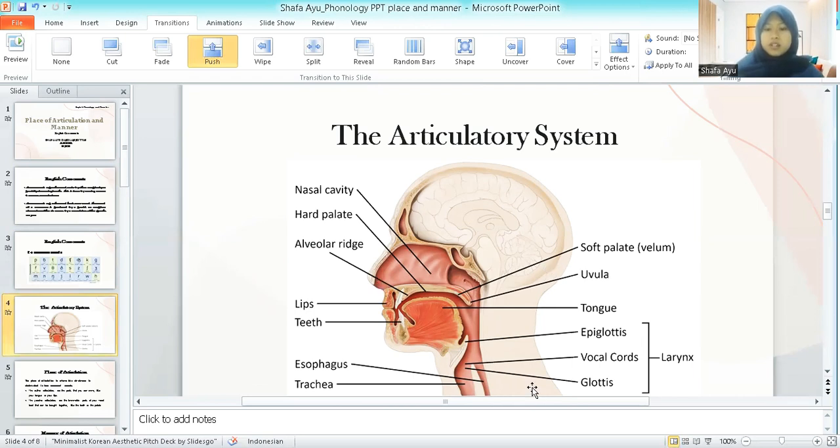Okay, the first is the vocal cords, and then the larynx groups include epiglottis, vocal cords, and glottis. And then the tongue is here, uvula, soft and hard palates, or soft palate like we call it velum. The nasal cavity and alveolar ridge, lips, teeth, and esophagus and trachea here.